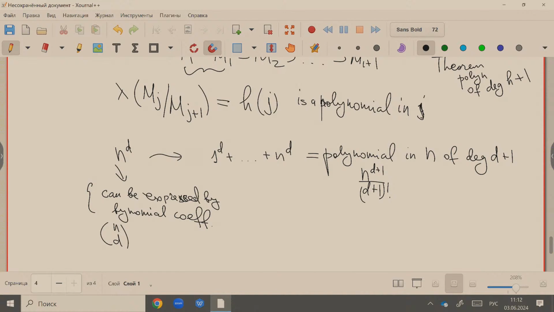By binomial coefficients. То есть, это линейная комбинация кого? Но у n^d, да, как раз она ведет себя как n в степени d, правильно? То есть n на n минус 1 и так далее, n минус d плюс 1, и поделить на d факториал.